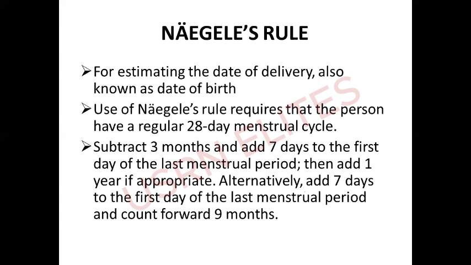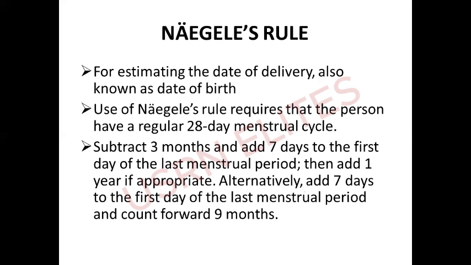So for instance, let's say this month, December, today is the 14th, and someone's menses started on the 7th of December and ended on the 12th. That is about 5 days. So it started on the 7th and ended on the 12th.